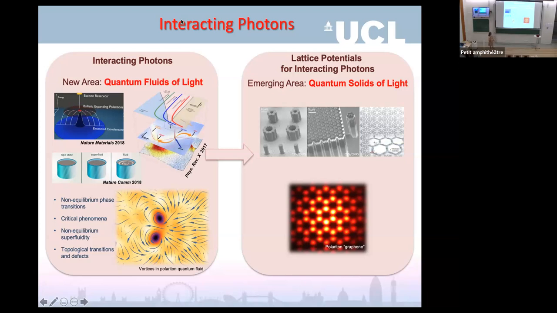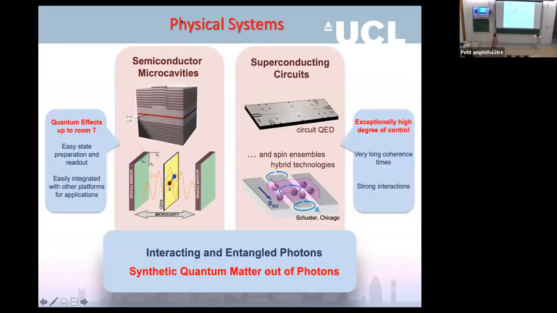But recently, and also as we heard in the previous talk, in addition to interactions, it's also possible to add an external potential for photons, placing them in one-dimensional or two-dimensional lattice structures, leading to yet a new area of quantum solids of light, where the underlying building block is an interacting photon. So I would say that maybe I'm biased, but currently there are two dominant systems where these interacting photons in lattices have been explored.